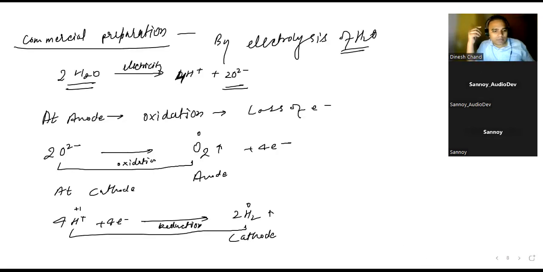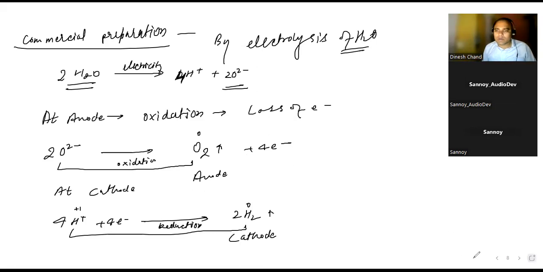Sir, can you please keep the previous slide for some time? I was noting that down. Okay, no problem. So this is the anode, loss of electrons. Done. Just one minute, the last line. Okay, no problem. Done. Okay, thank you.